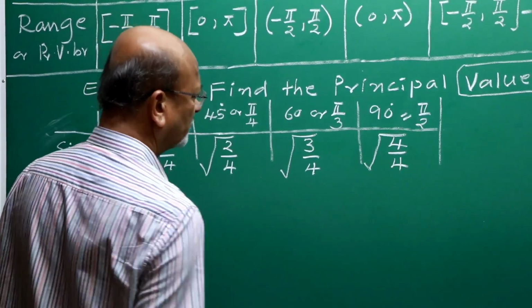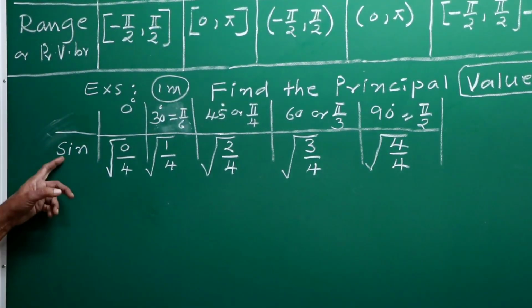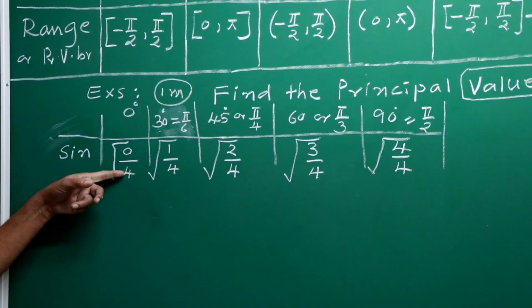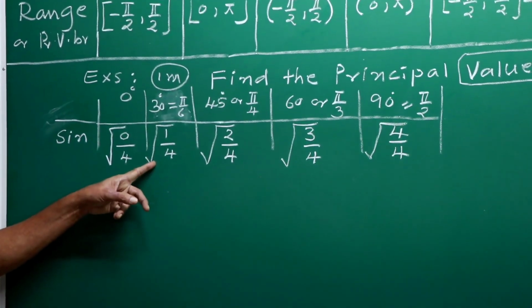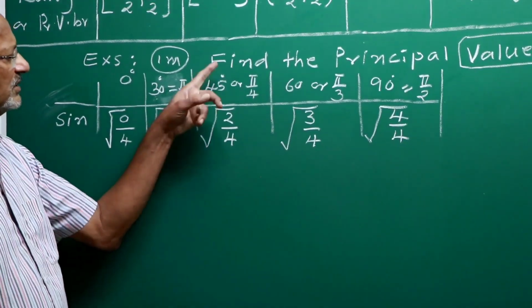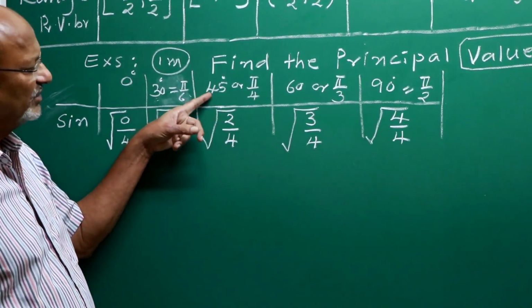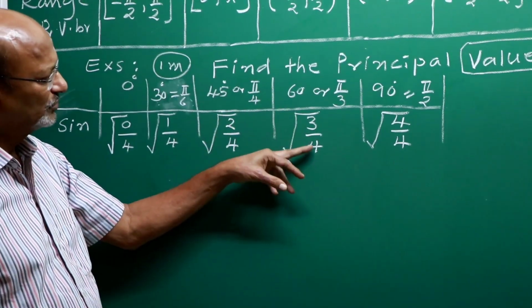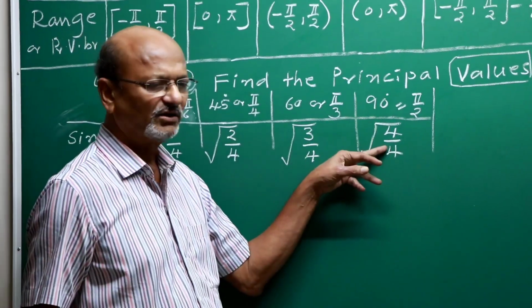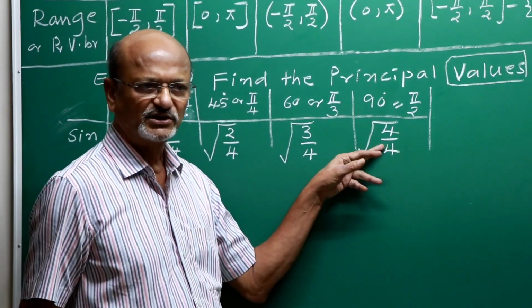See, my friends, what is sine 0? It is 0. 0 by 4 is 0 itself. What is sine 30? What is the square root of this? 1 by 2. What is sine 45? 1 by root 2. What is sine 60? Root 3 by 2. What is sine 90? 4 divided by 4 gives 1.